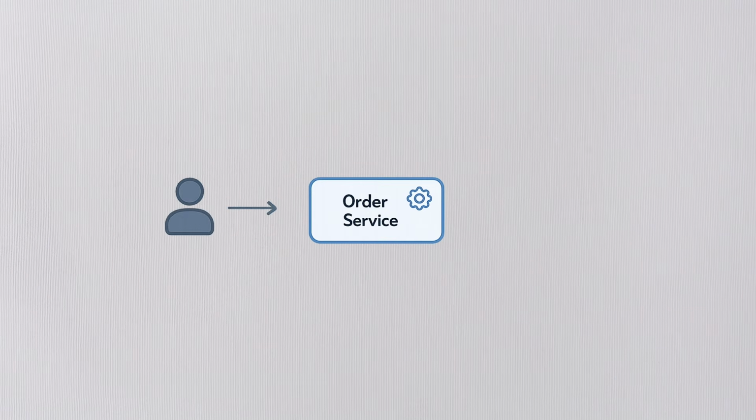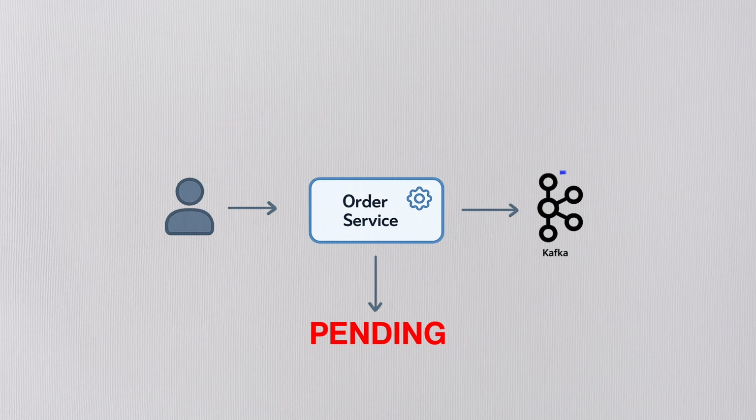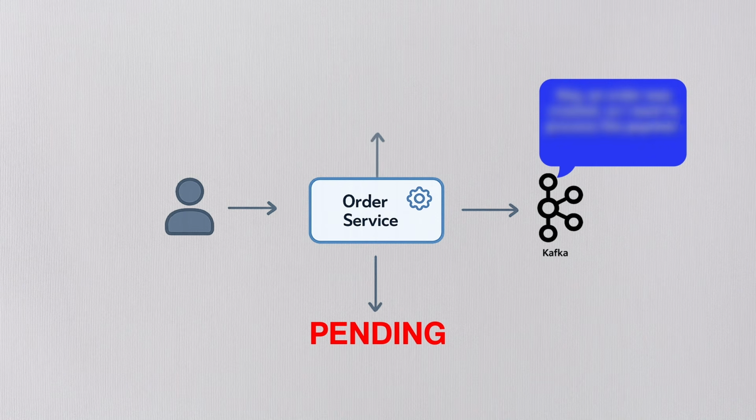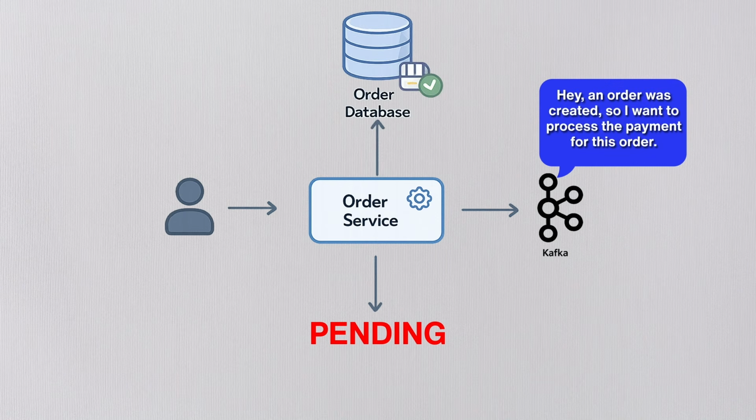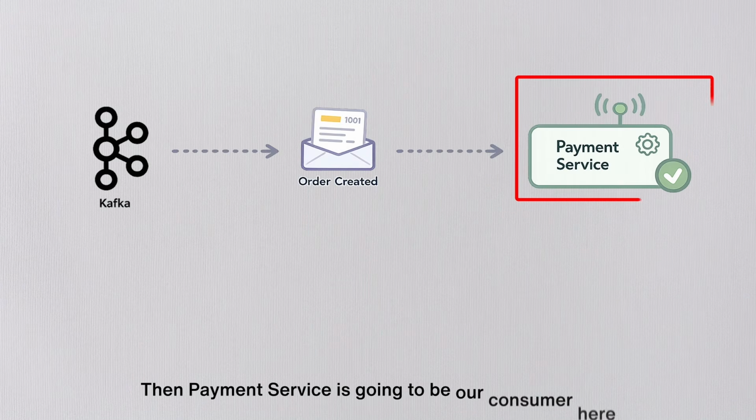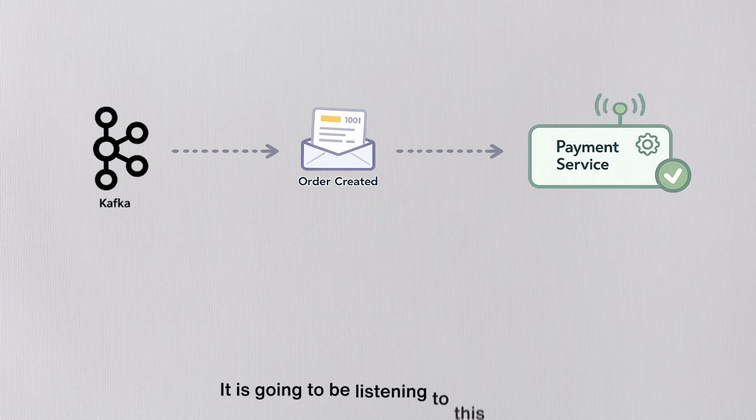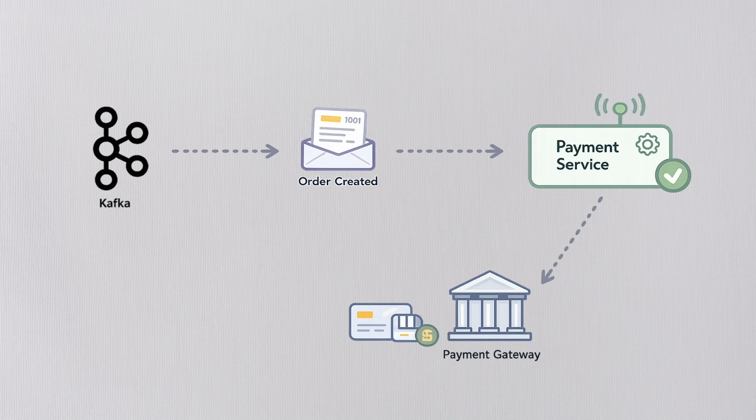We're going to create an order. Its state is going to be pending. Then we're going to send a message to Kafka. We tell it, hey, an order was created, so I want to get a payment for this order. When we send the Kafka message, the payment service is going to be our consumer. It's going to be listening to this event for the order that was created, so it's going to try to make the payment for this order.